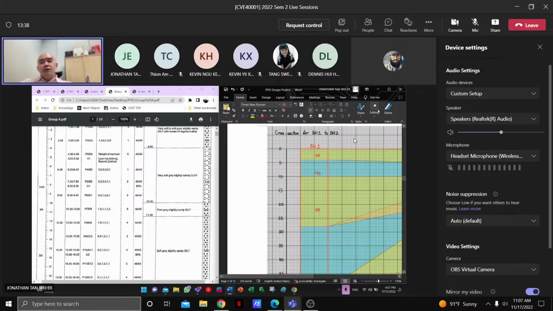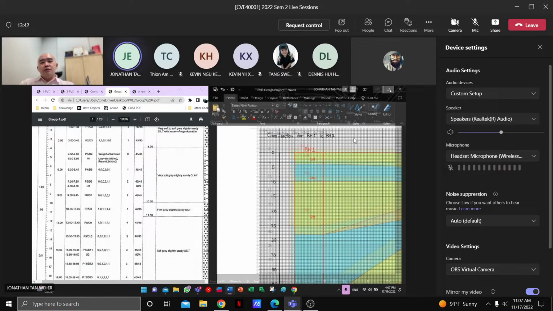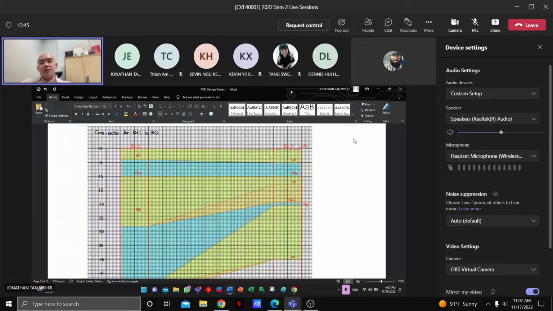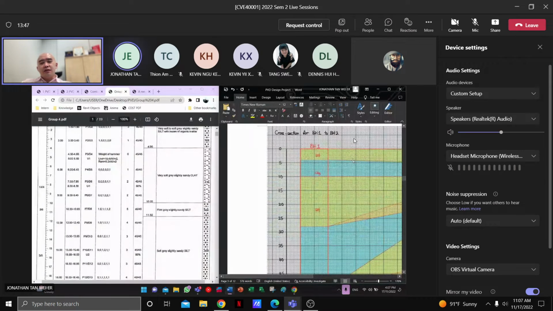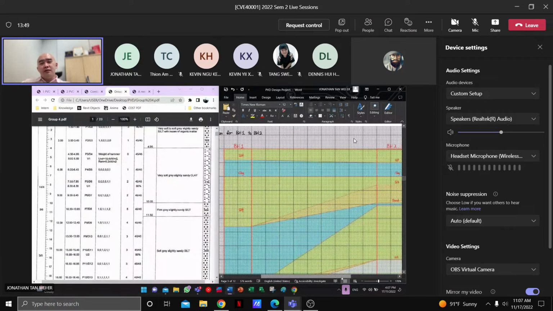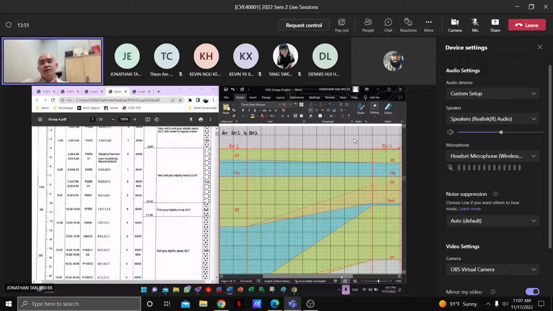Okay. So now look at borehole 2. Just that cross section is fine. Now there's a bit of an issue with your cross section. When you plot these soil profiles or cross sections, remember what your objective is for this assignment. What is this assignment all about?